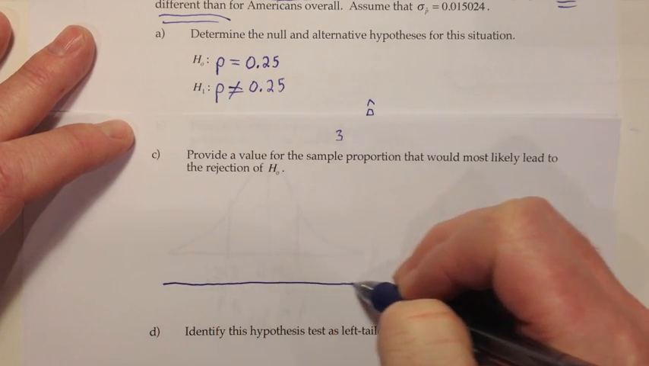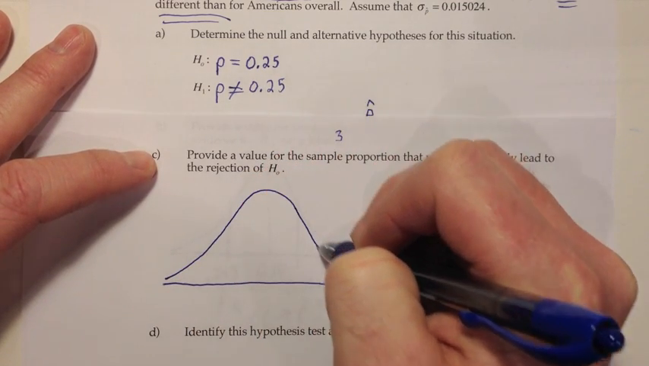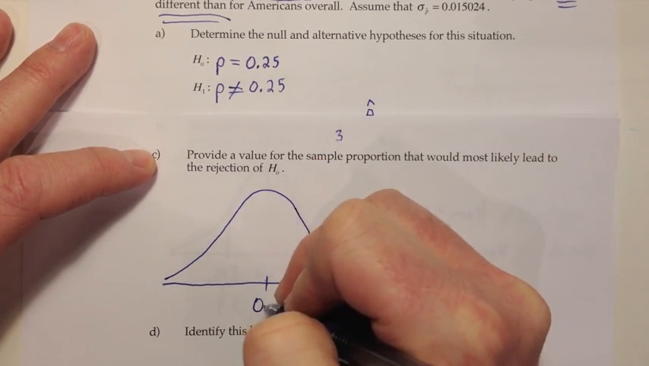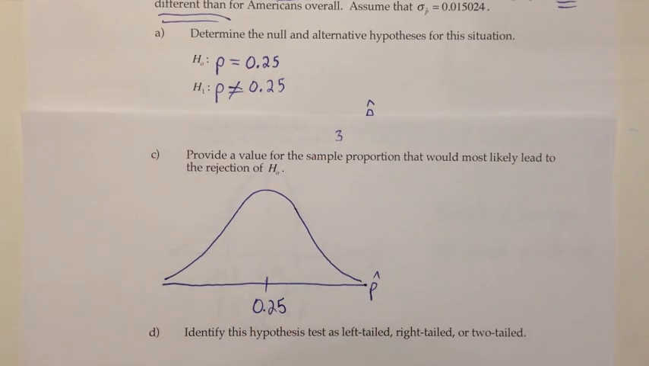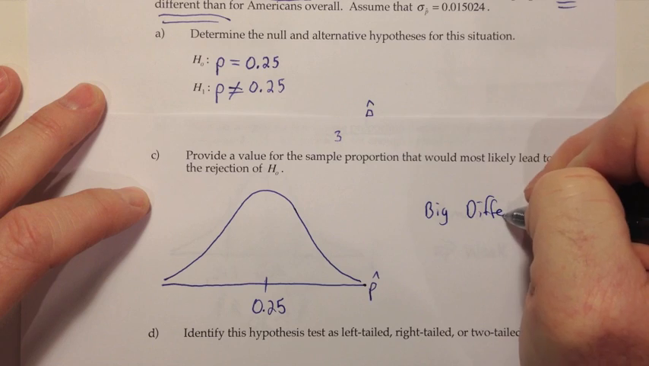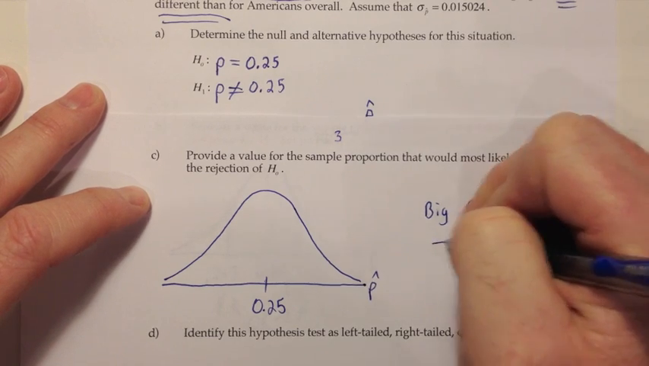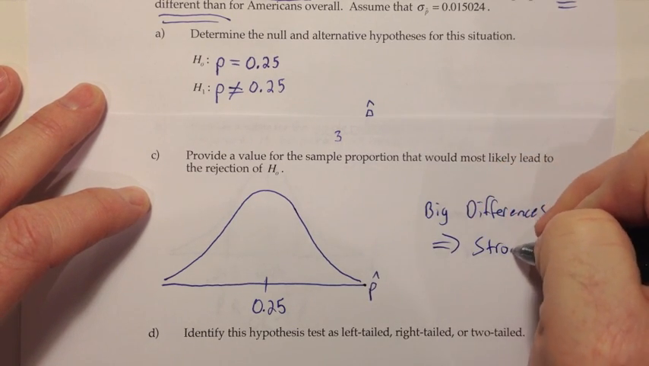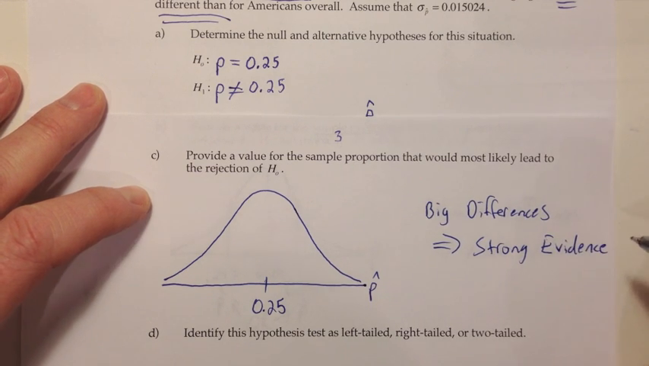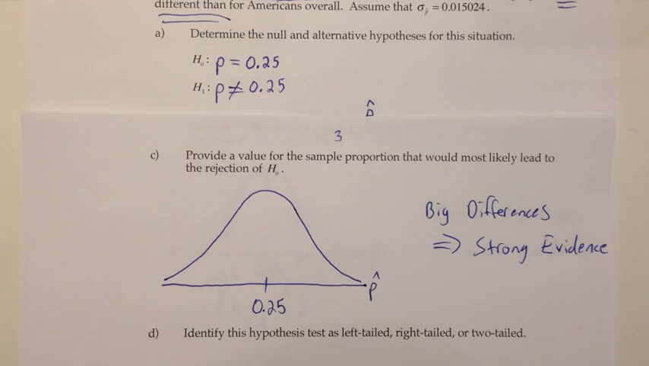So I'll go ahead and draw my bell-shaped curve for the p hats. I'll put the claim value of 0.25 in the middle, and then I'm going to think about how big the difference would have to be so that it would be a big difference, because big differences provide strong evidence. And when we have that strong evidence, that's when we can reject H0. It's strong evidence that the difference we're seeing is not just random variation, that there's something else, and that we would go with the alternative.